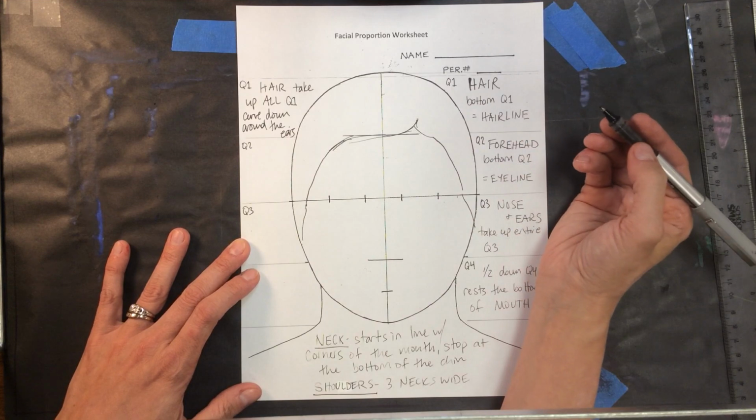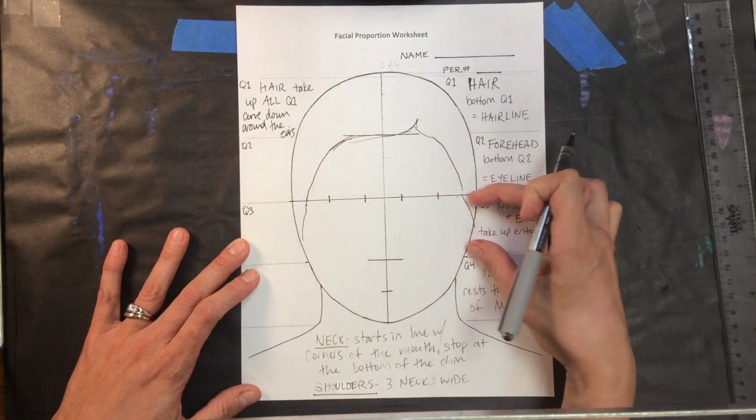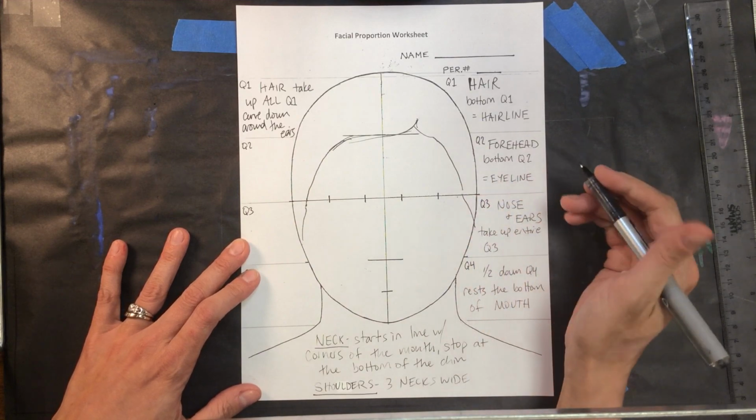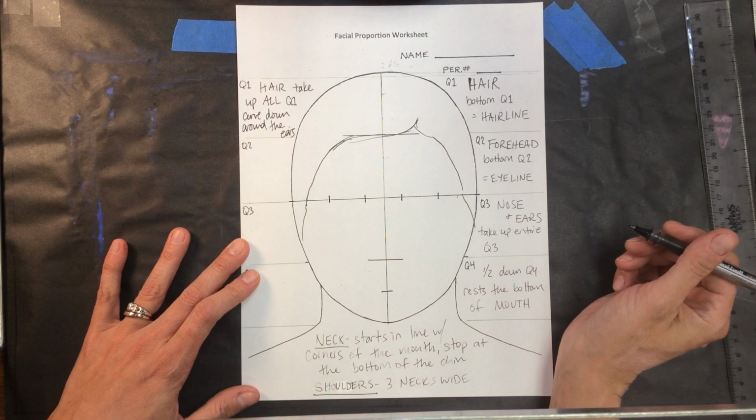Okay. Where are the ears, by the way? They're down into this quarter here, and everybody has some hair in front of their ears. That's why I've brought it all the way down to the middle of that third quarter.